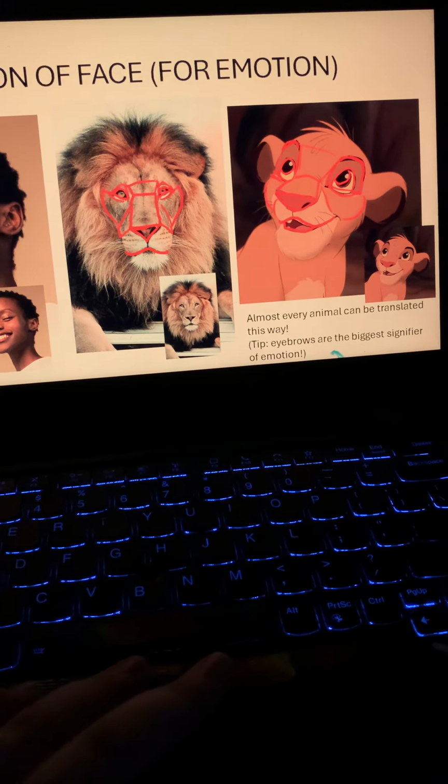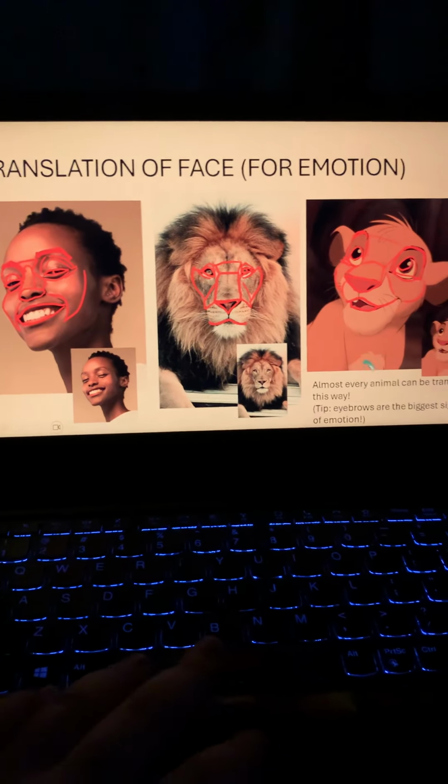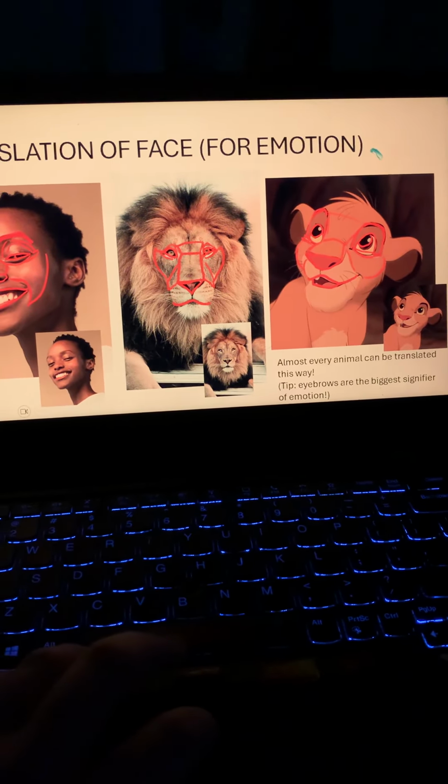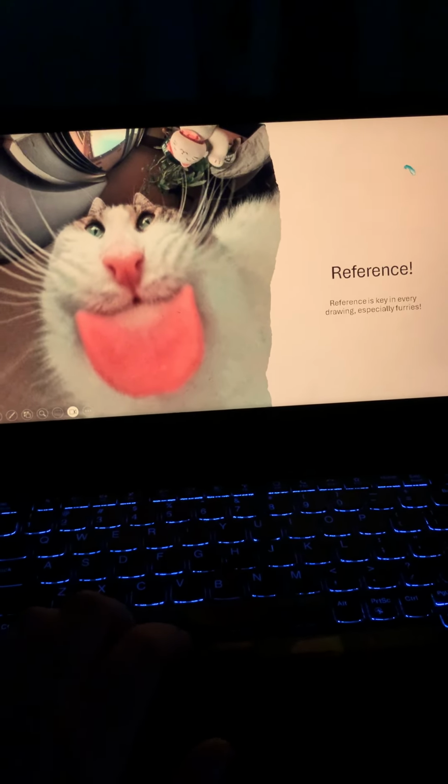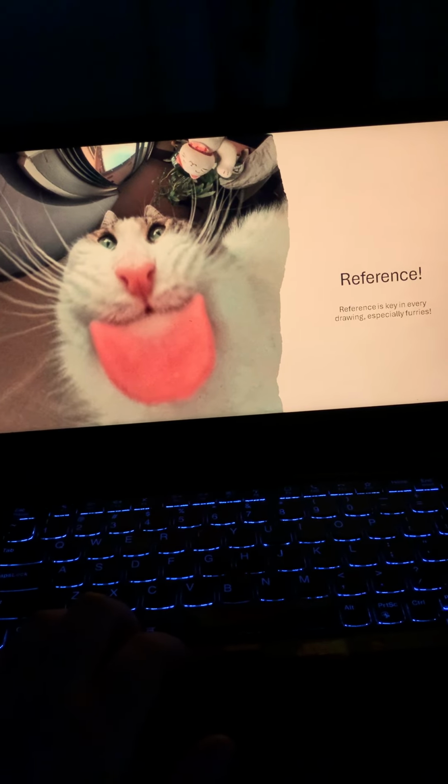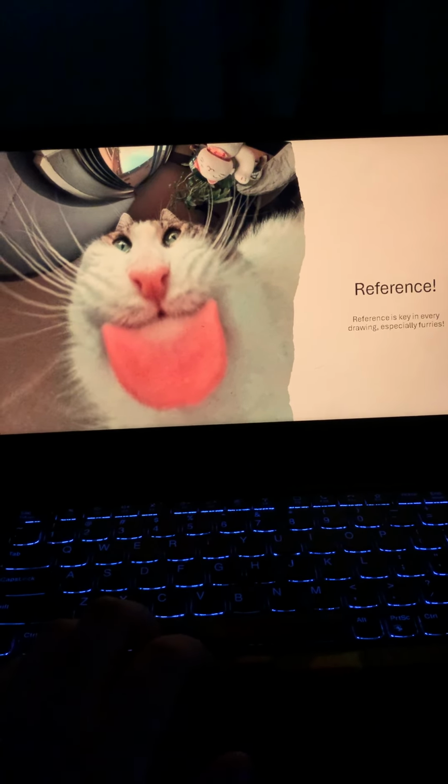Tip: the eyebrows are the biggest signifier of emotion. That is 100% true. Never ignore the eyebrows, guys. Reference is key in drawing, especially for furries.